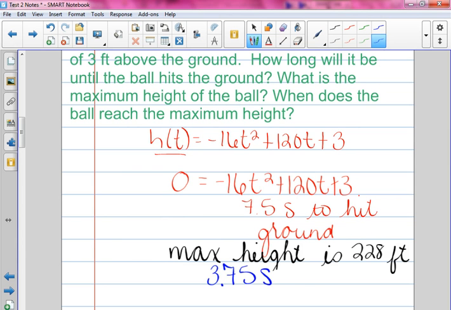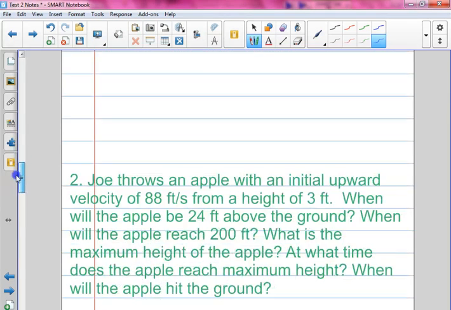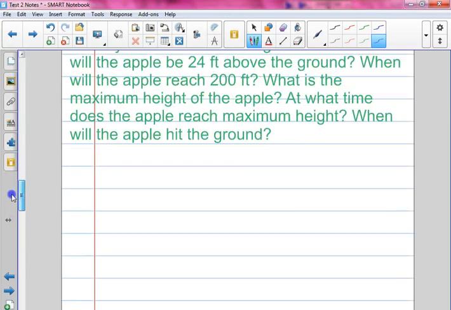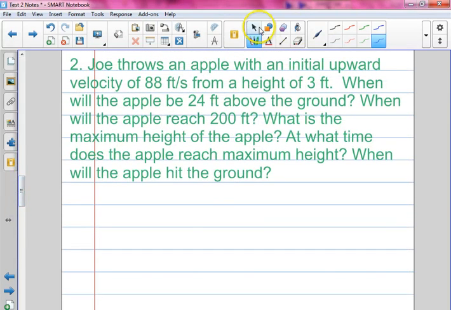All right. So the only new thing there was incorporating that equation. So now let's move on. All right, so Joe throws an apple with an initial upward velocity of 88 feet per second from a height of 3 feet.